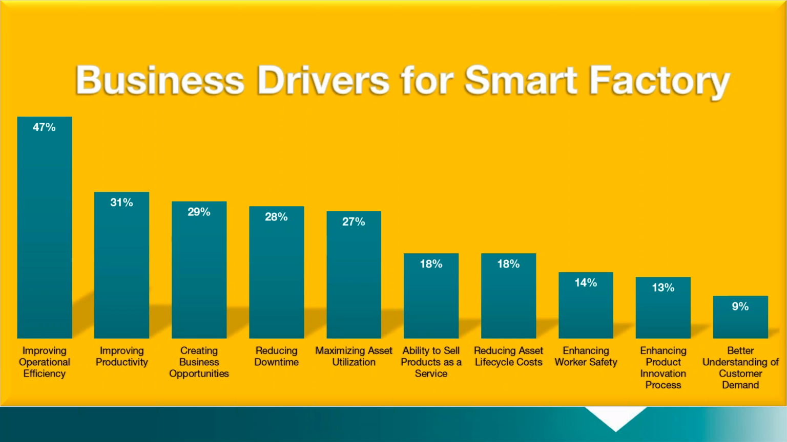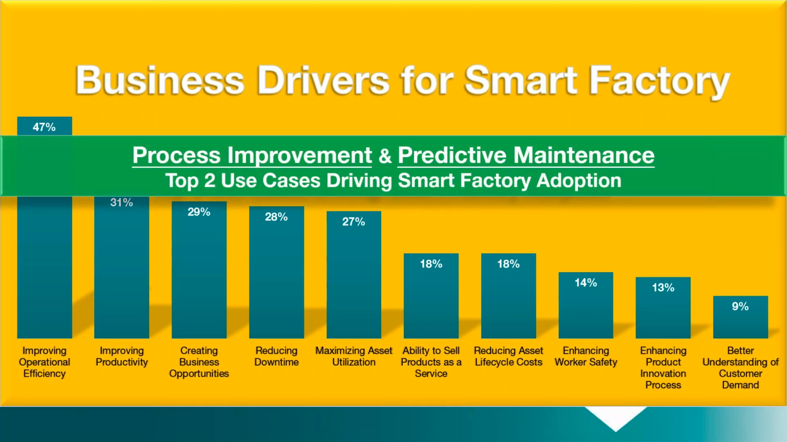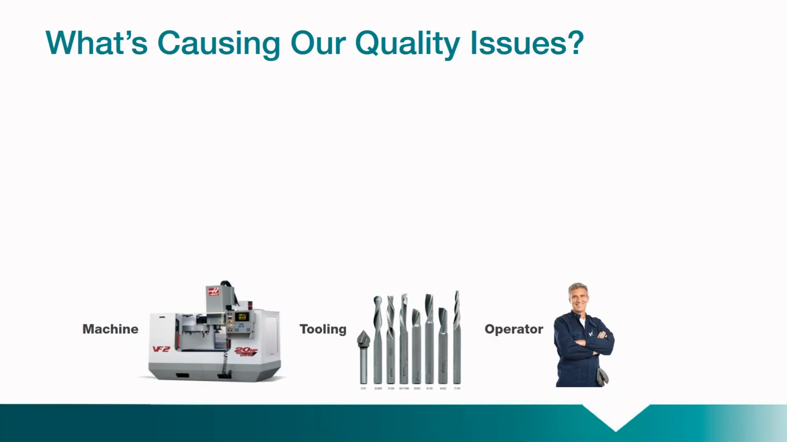Well, there are some drivers behind smart factory for business. Specifically, improving your operational efficiency, improving your productivity, creating business opportunities, reducing your downtime, and maximizing your asset utilization. But of all of those, the top two that are the adoption-driving use cases for IoT are process improvement and predictive maintenance.